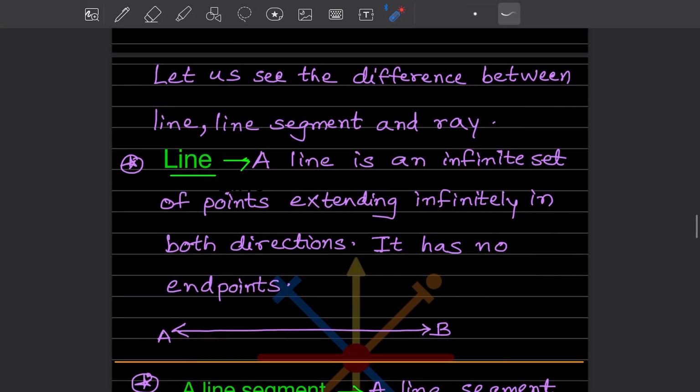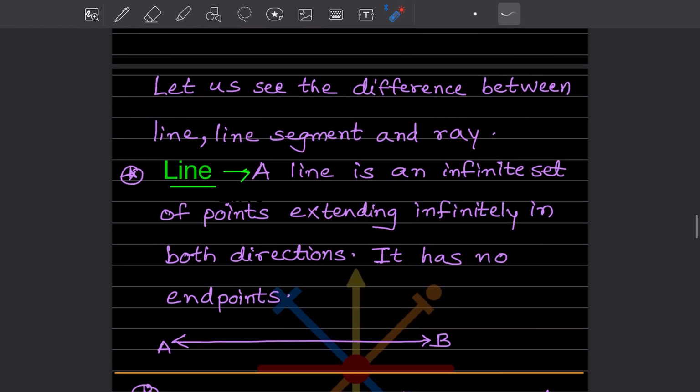Now let us see the difference between a line, a line segment, and a ray. A simple line means, see, when we draw this and we put the arrows, that means it is extended. It can go on from here and from here also, till infinity. So this arrow is shown over here. Suppose we take A and B. We say that a line is an infinite set of points extended infinitely in both directions. From here also we can extend it, and here also infinitely, it can go beyond. There is no particular point here, so it has no endpoints. It goes on. It has no endpoints for a line.